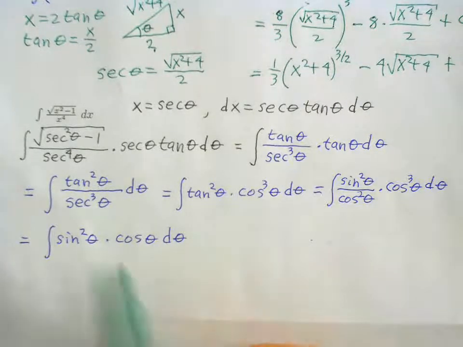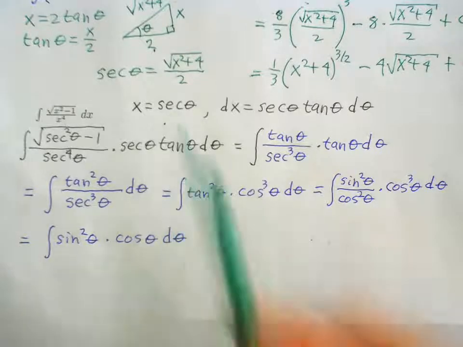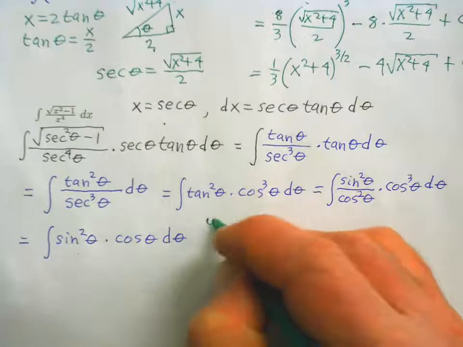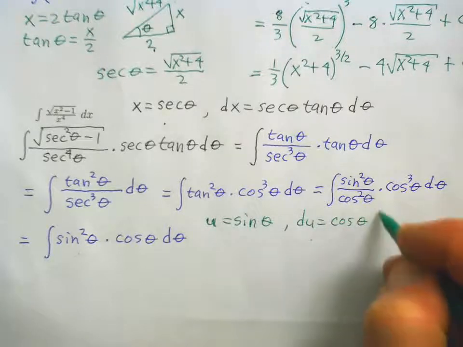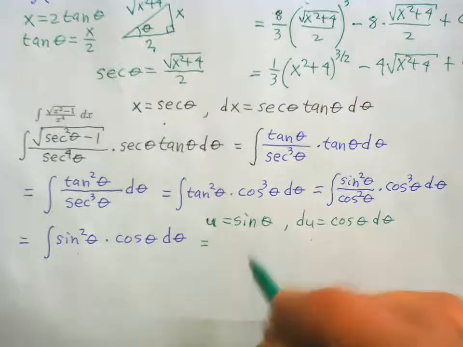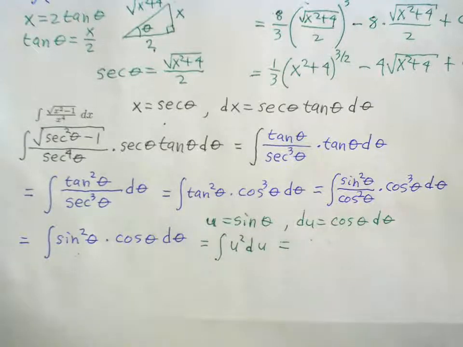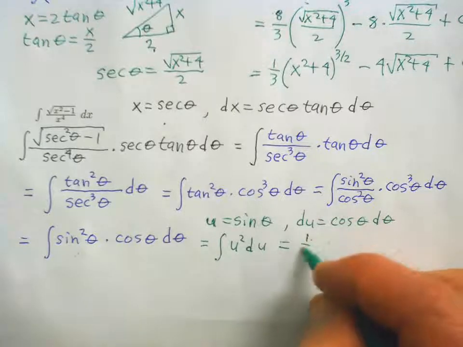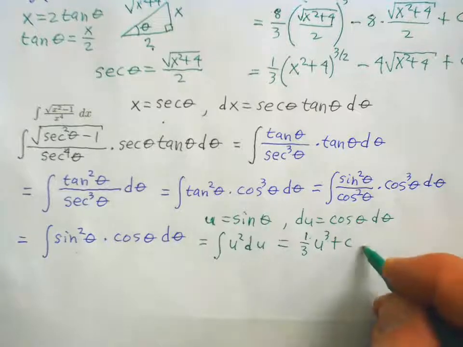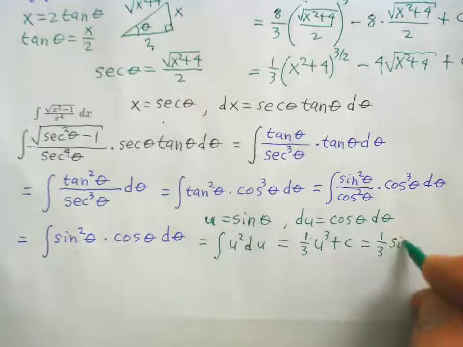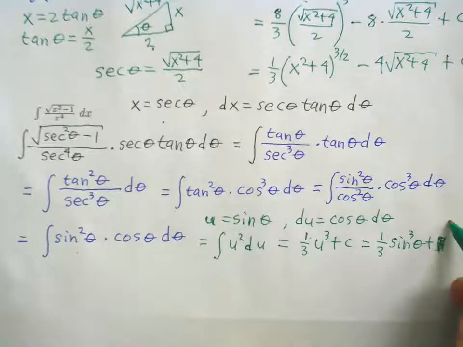Okay, we can use the substitution rule again, which is the inverse of the trigonometric substitution that we started with. If we pick u to be sine of theta, then du is cosine theta d theta. So we can transform that integral to the indefinite integral of u to the 2nd du. And the indefinite integral of u to the second du is 1/3 times u to the third plus a constant. And then we replace u with sine of theta again, and we get 1/3 times sine of theta to the third plus a constant, plus c.